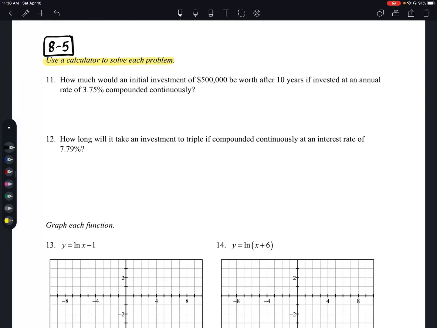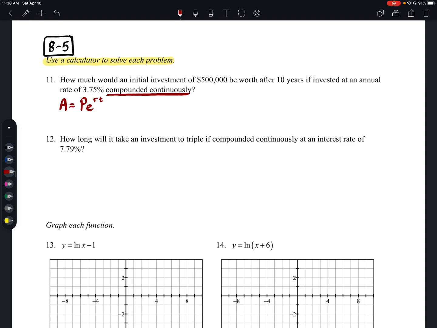This is worksheet 8-5, problems 11 and 12. The directions state use a calculator to solve each problem. Number 11 reads, how much would an initial investment of $500,000 be worth after 10 years if invested at an annual rate of 3.75% compounded continuously? There's the magic word. So that tells us we're going to use our new formula. A equals P times E raised to the power of R times T.